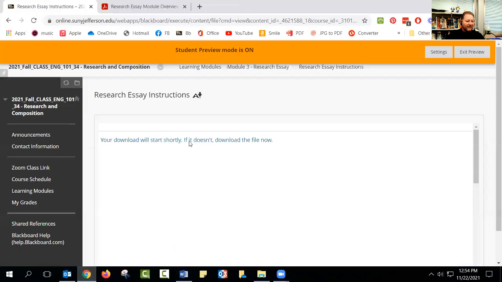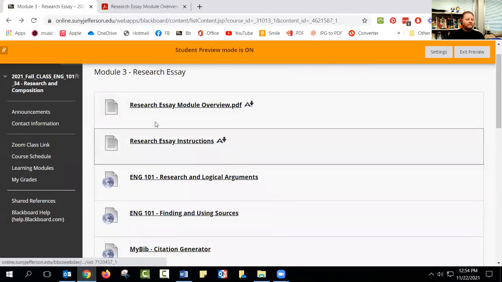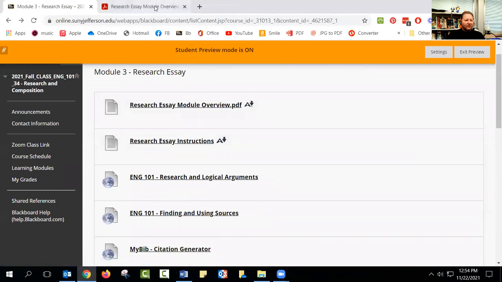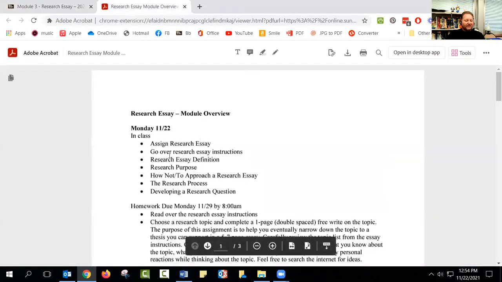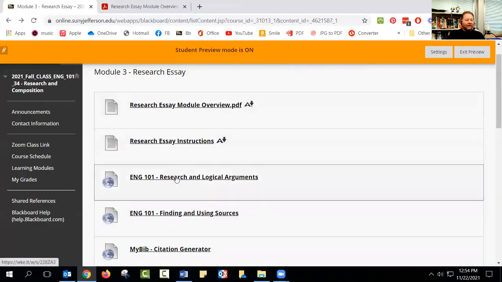And again, it's a lot of stuff, I know. So if I look at the module overview, again, it tells us what we're doing today, what your homework is, right? And so these first ones, all of these are inside of this first link. Right? There's a lot of stuff in both of these too. So both of these are kind of like the reading chapters for this module. So the first one, research and logical arguments.